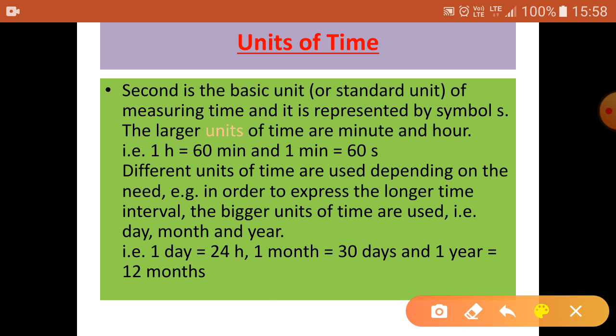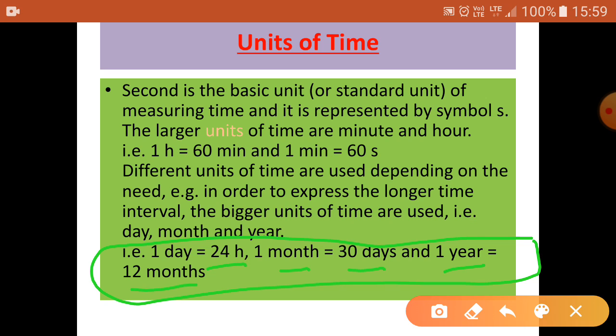Now this slide will give you relationships which you are already aware of. 1 day, 24 hours, 1 month, 30 days, 1 year, 12 months. 1 hour has 60 minutes, 1 minute, 60 seconds. The larger units of time are minutes and hour, but the SI unit of time will be your second.